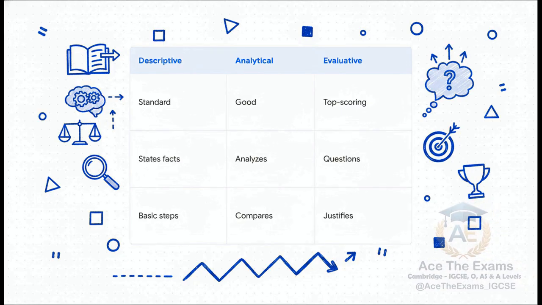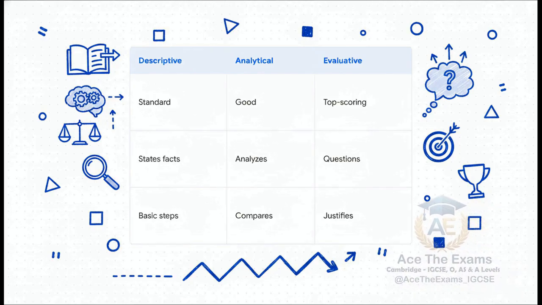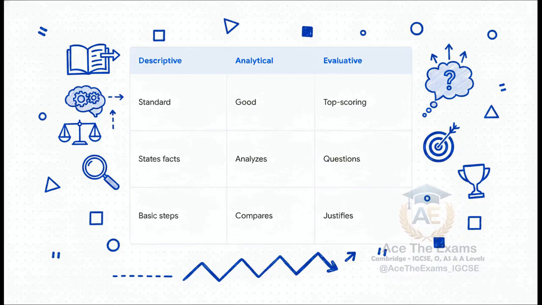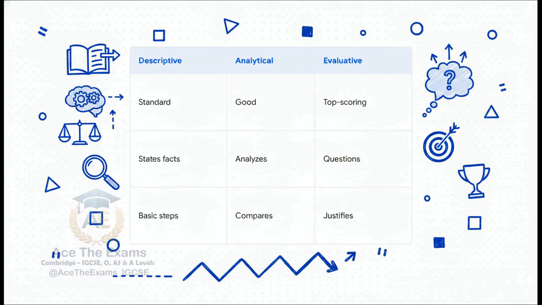Top-scoring candidates demonstrate elite evaluative thinking. They question underlying assumptions, they consider different mathematical perspectives, and above all, they justify their decisions with concrete evidence. They draw mature conclusions about relative importance. This evaluative tier is the exact elite skill level the Cambridge syllabus is ultimately trying to develop in you.